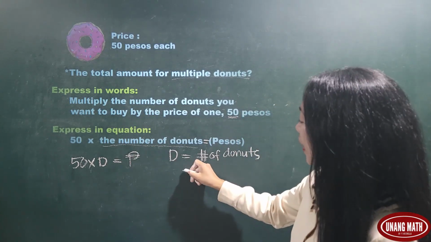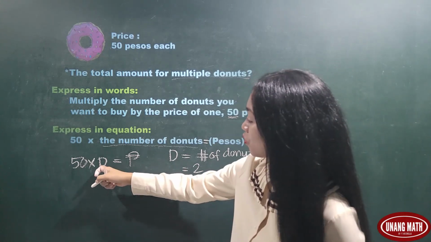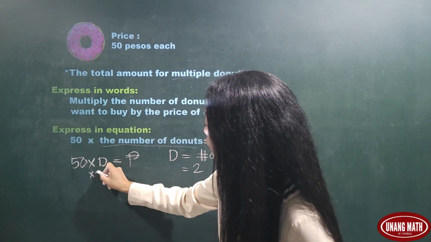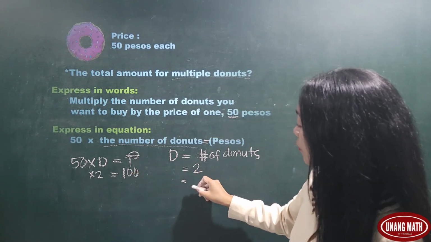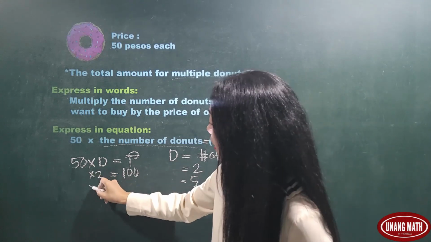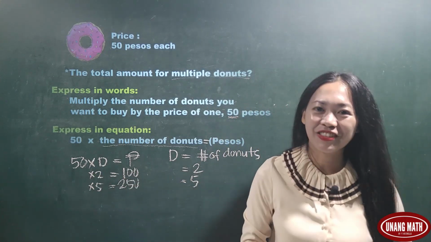So if we want to get 2 donuts, we just need to substitute 2. So 50 times 2, then our answer is 100 pesos. If we want to get 5 donuts, so 50 times 5, this is equal to 250 pesos.